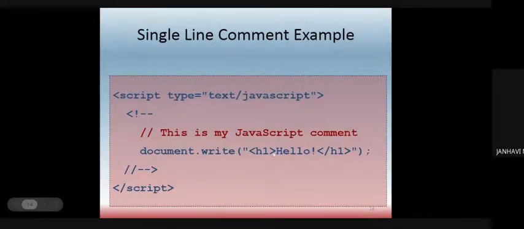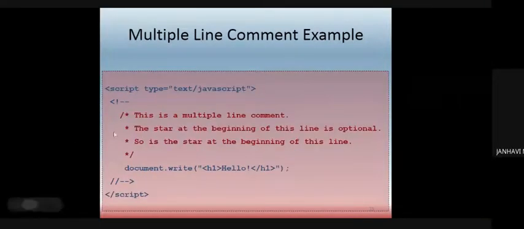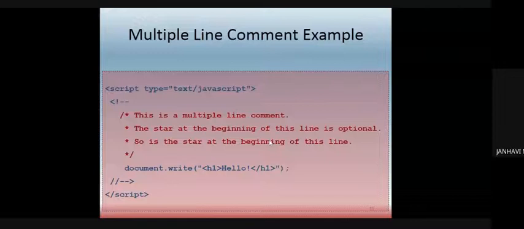So this is a single line comment, that is two slashes. This is my JavaScript comment, and this is a multiple line comment. That is, if you have to write a long paragraph in the comment, then this can be used. So these are the two ways by which we can include comments in your JavaScript program.